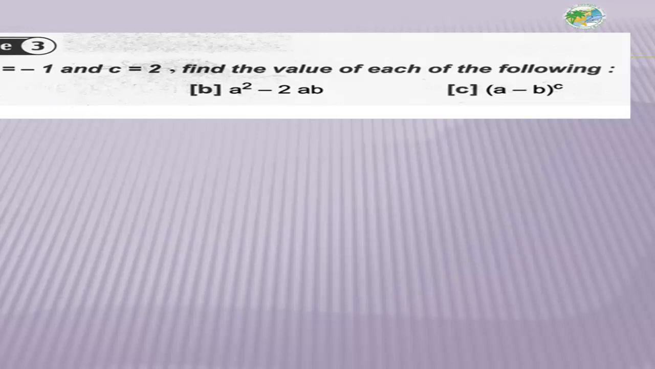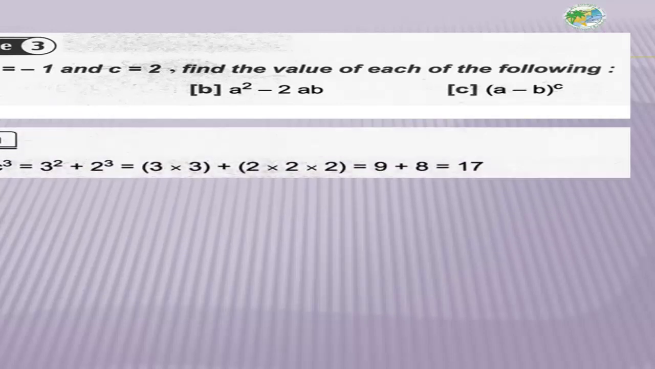In the first one, a power 2 plus c power 3. Replacing a we write 3 power 2 plus, replacing c we write 2 power 3. 3 power 2 equals 3 times 3, plus 2 power 3 equals 2 times 2 times 2. That equals 9 plus 8, which equals 17. Now question B: please think about question B. I give you just 1 minute to think, and we will show the answer for B together.